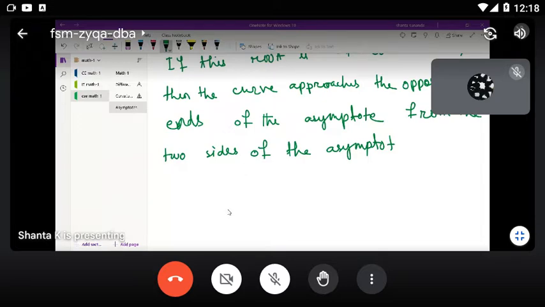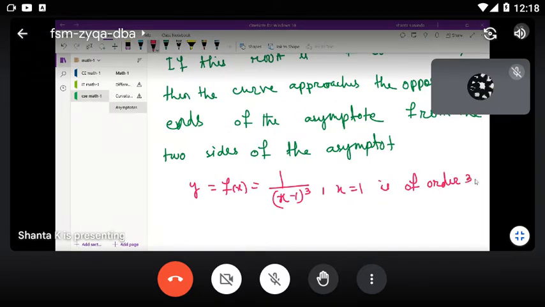Let's look at the example. We will look at the vertical one also, and this one. Odd order. Suppose y equals f(x), and f(x) is given by 1 by (x minus 1) cube. Okay. x equals 1 is of order 3.